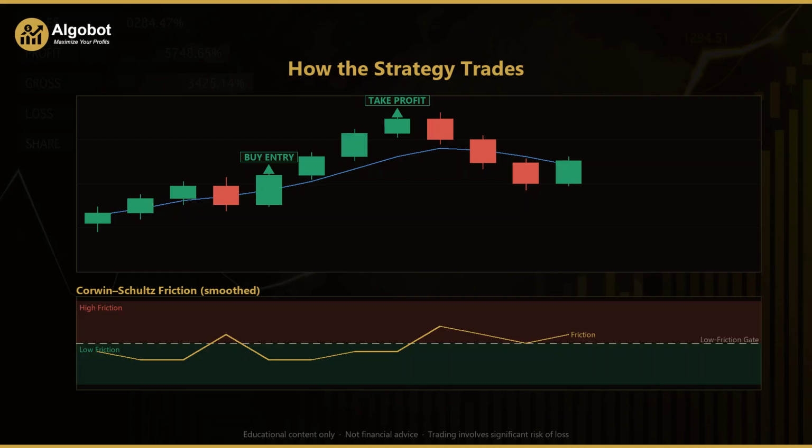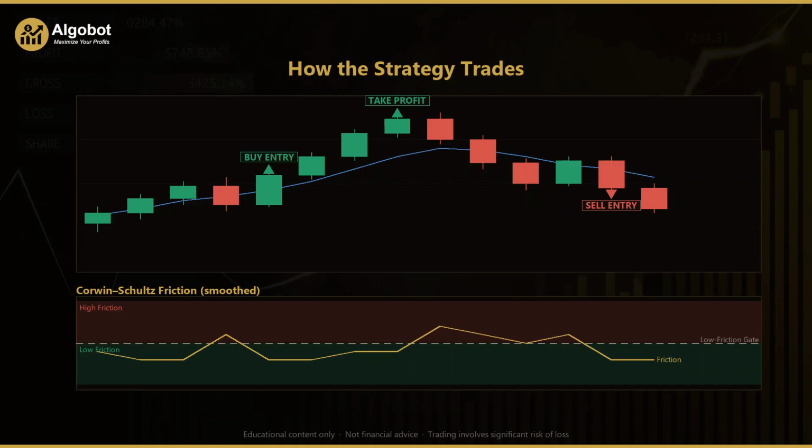Now the character of the market changes. Price rolls over, and the EMA flattens and begins to slope down. After a few declining candles, the ATR normalized slope crosses below the negative half ATR threshold, so the strategy now recognizes a downtrend. Keep an eye on the friction panel. It briefly ticks up into the red zone as the market turns, and while friction is elevated, the strategy holds off, exactly as its design intends.